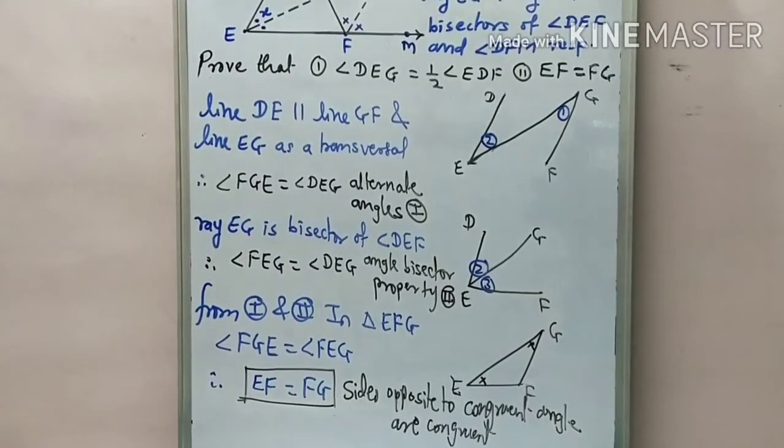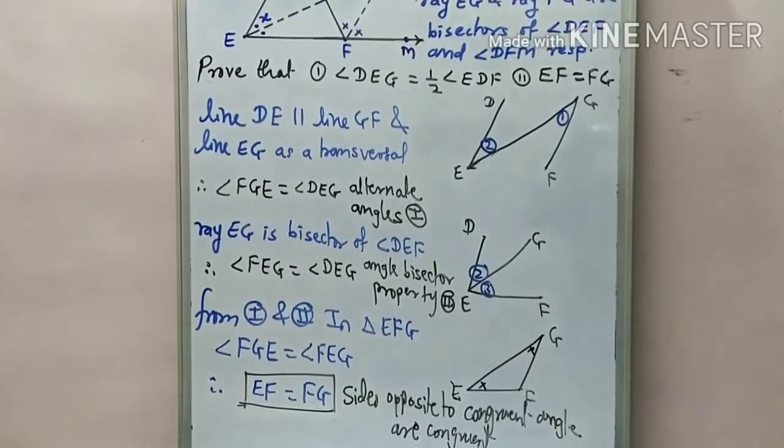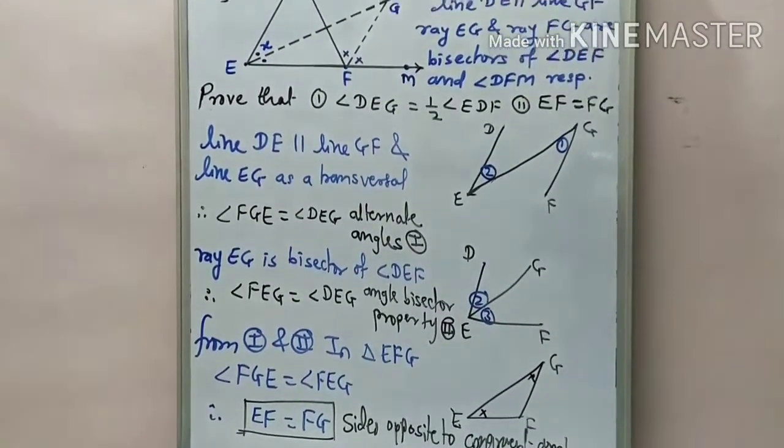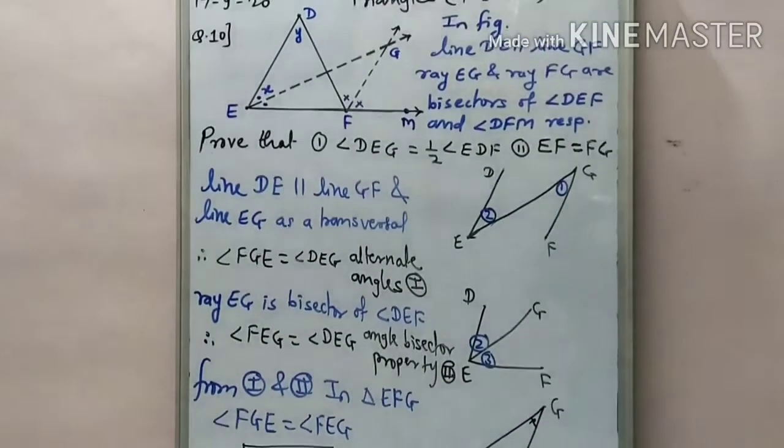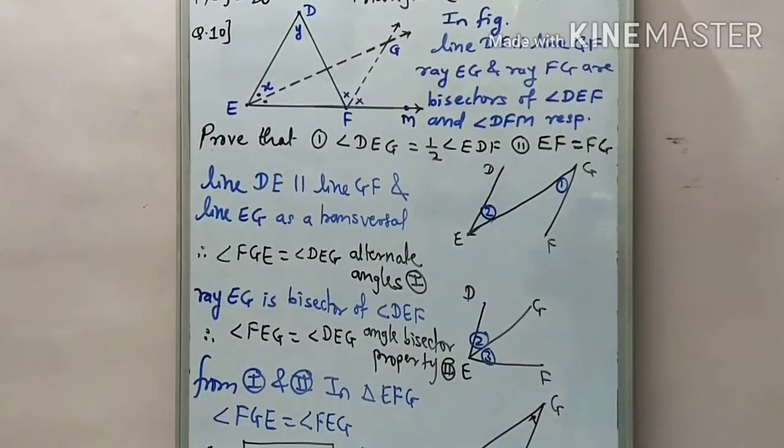Okay, so like this we have this proof, or that example, for 4 marks in the exam. Okay students.